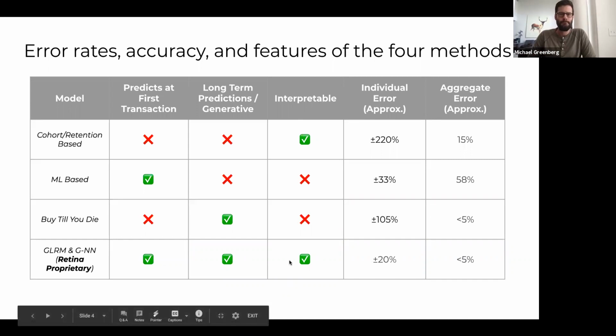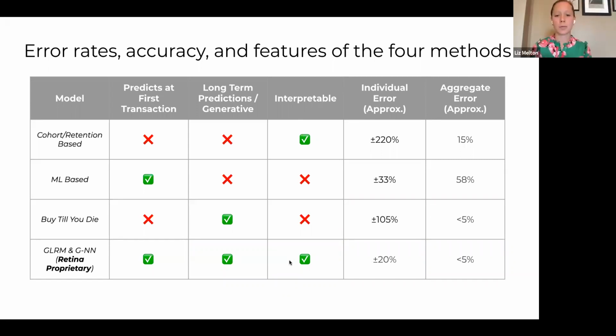Great. Thank you, Michael, for that overview. And James, let's say I've calculated CLV. How would I use that in terms of retention and think about it in terms of marketing automation?